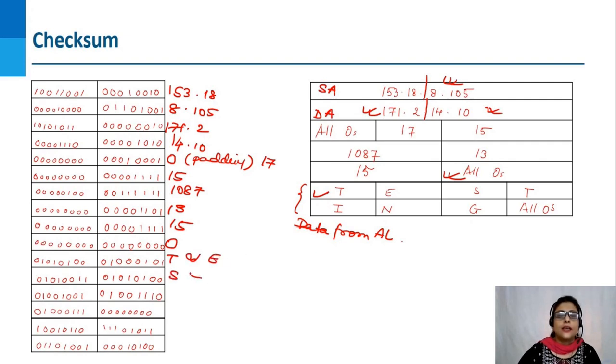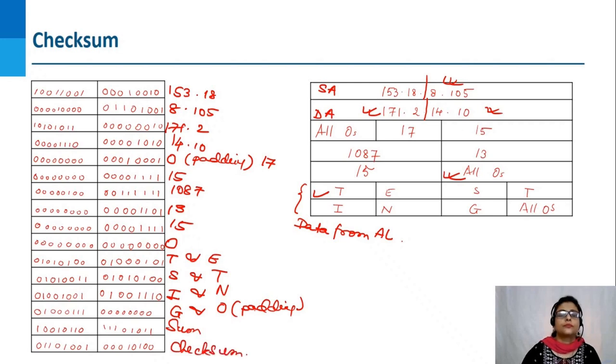After that data S and T. Then data I and N. After that data G and 0, which is again the padding. Then this is the sum field and this is the checksum field. So in this way, the checksum is implemented in UDP.